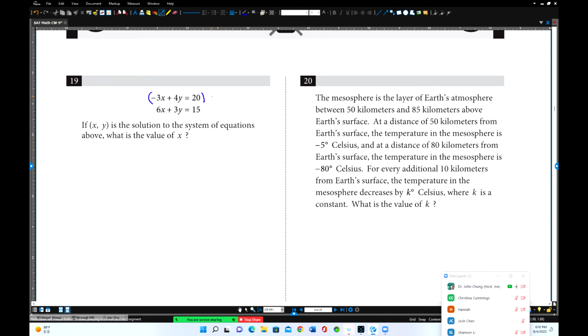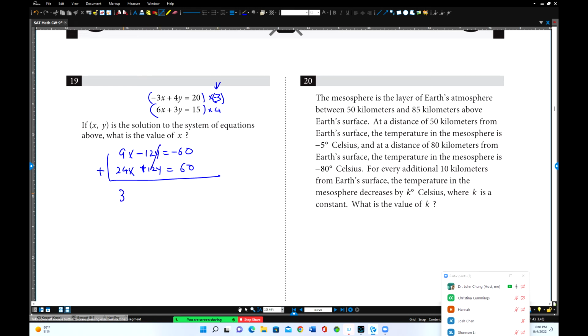I'm going to pick times 3, times 4. You can choose one of these to be negative, it doesn't matter. One of them negative. Now you can use addition. Negative 9x minus 12y equals negative 60. The second one is 24x plus positive 12y equals 60. This time we have opposite signs there, so you can use the addition. That's why you choose one of the numbers to be negative if you'd like to use addition.